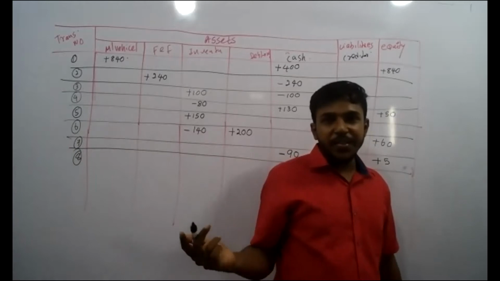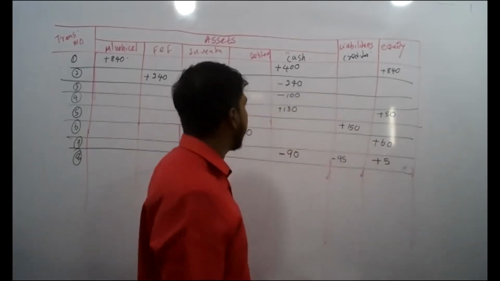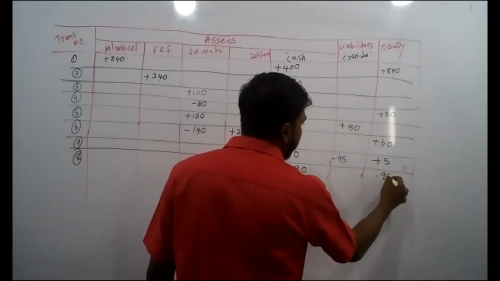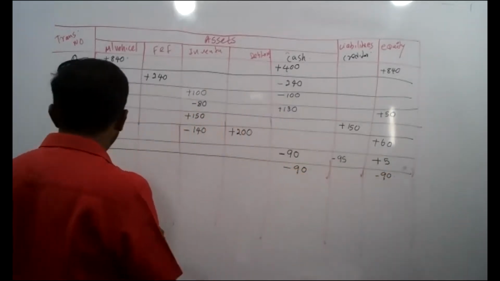Paid operating expenses rupees 90,000. Cash decreased by 90. Equity decreased by 9. The 8th one.